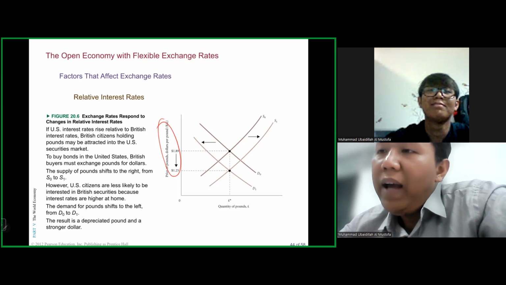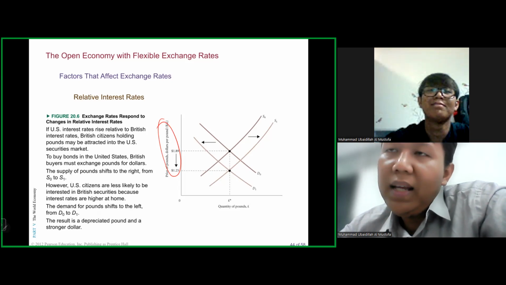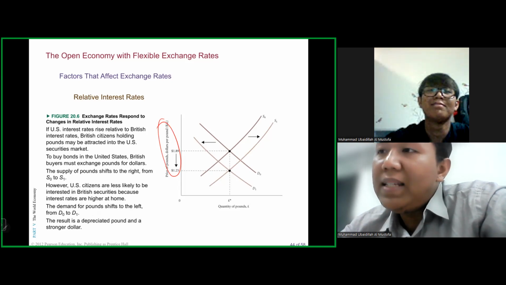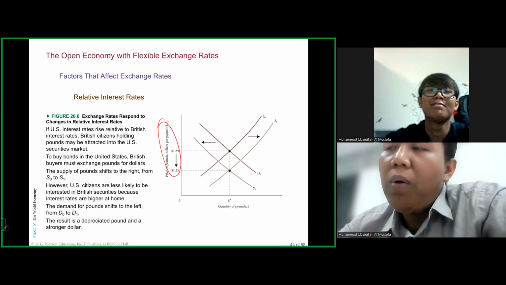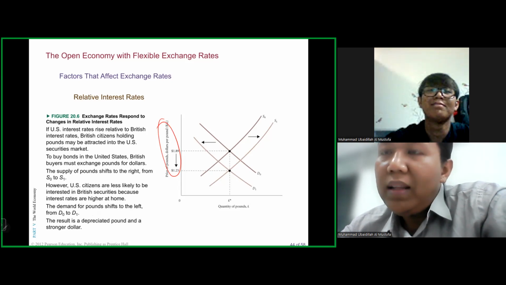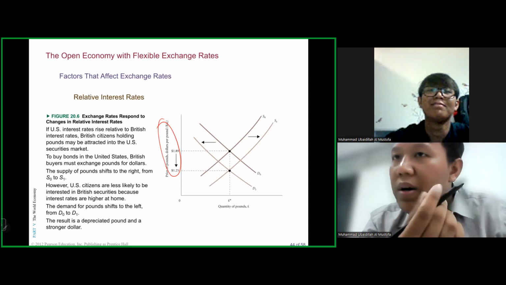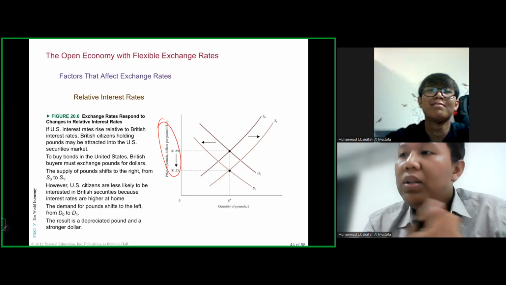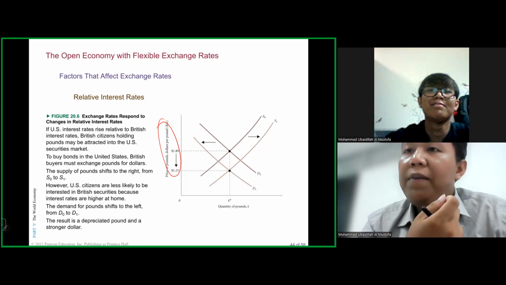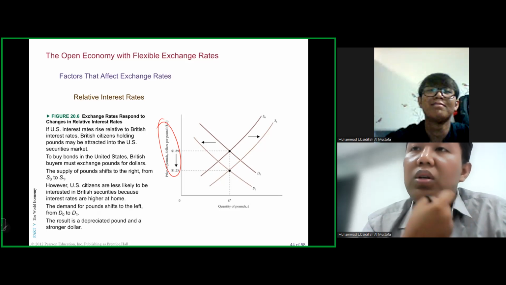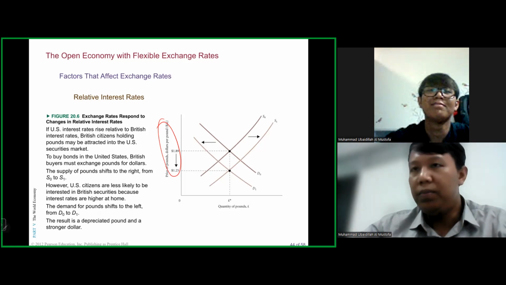At the same time, while there is an increase in the interest rate in the US market, US citizens are less likely to be interested in British securities because the interest rate at home is higher. So the demand for the pound will shift to the left. Nobody wants to exchange pounds, so it will shift to the left. The result is that we will have a stronger dollar. The dollar will appreciate while the British pound will depreciate in value.